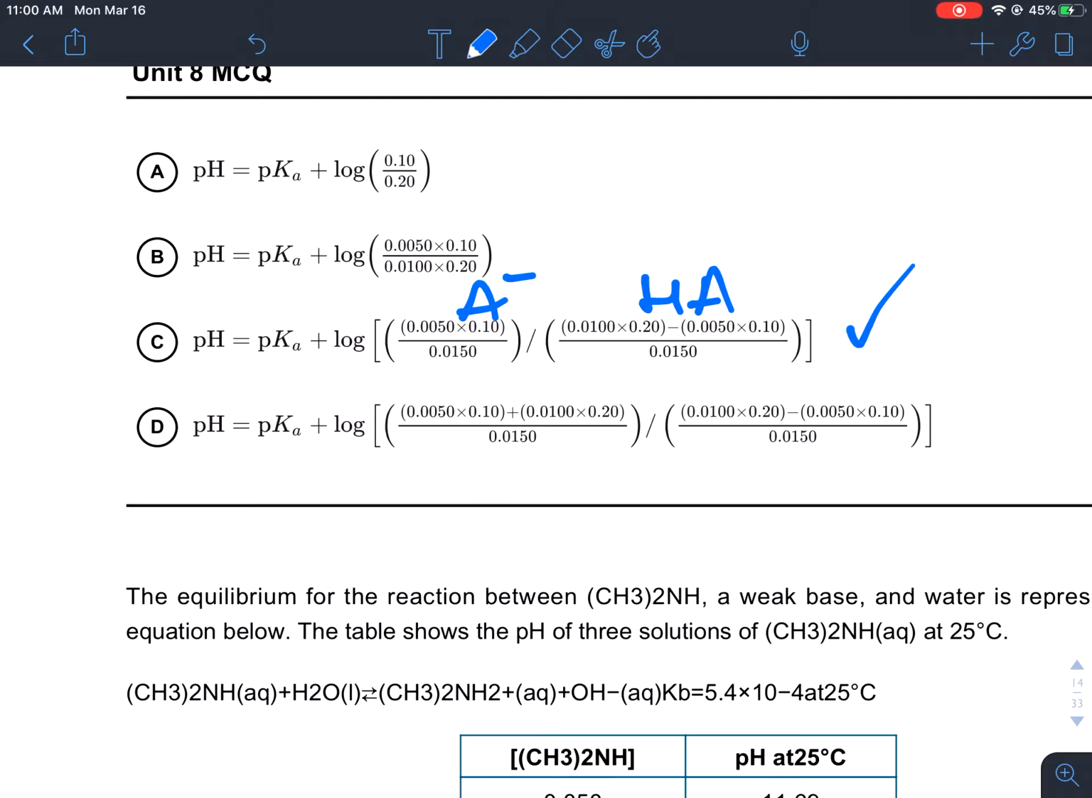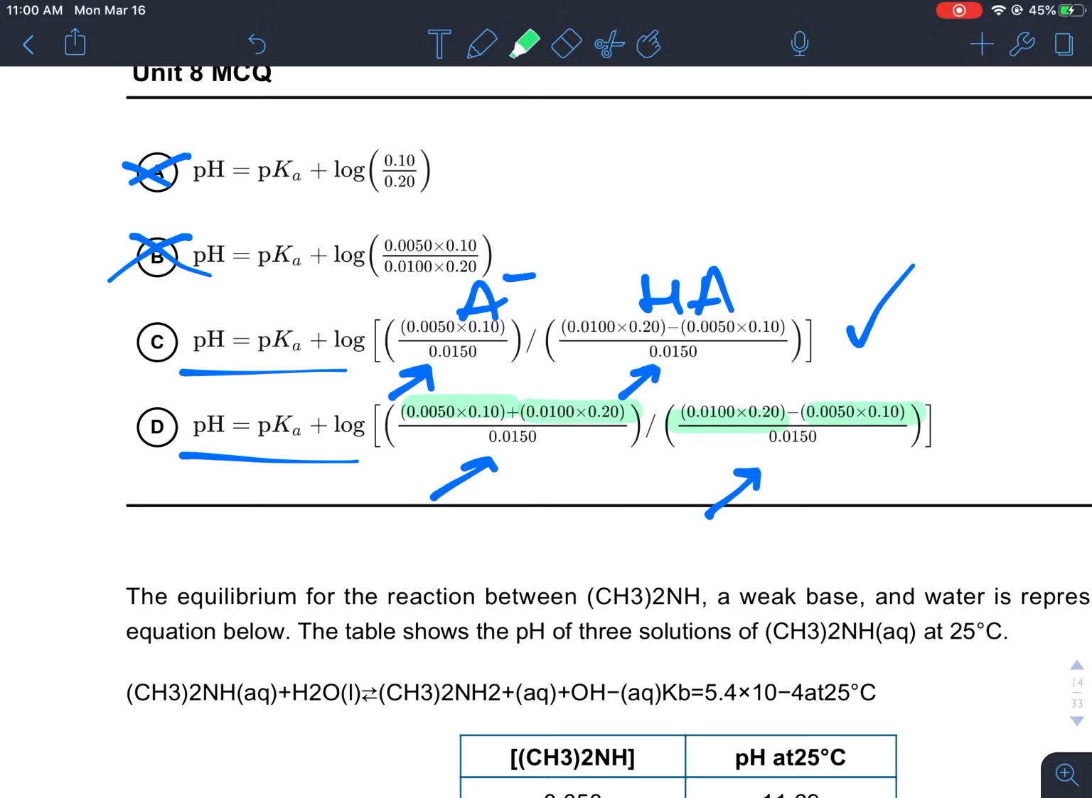Now I'll tell you what, I knew that this was good. These ones I knew were wrong, and the thing that I was looking for was that denominator, the 15 milliliters. But notice that D, I want you to see these numbers. See that, and that, and that, and that. That just looked out of place to me, because now you're just going to multiply those.